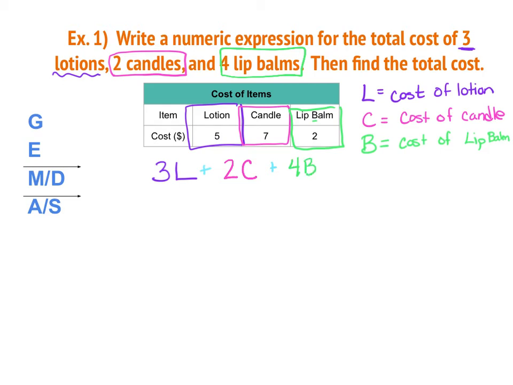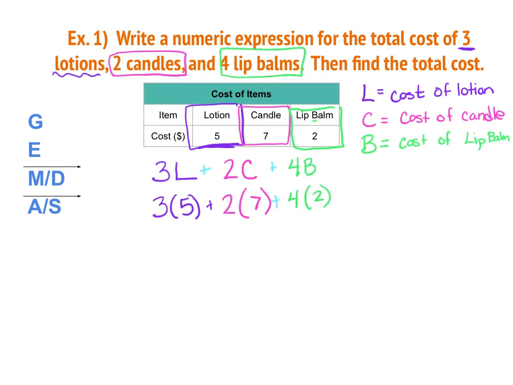So I wrote my algebraic expression. Now I'm going to write my numeric expression. So I'm going to put in 3 times the cost of my lotion, which is $5. And I'm getting that from this information here. Plus 2 times the cost of the candles, which is 7. Plus my lip balms, which would be 4 times the cost of lip balms, which is $2.